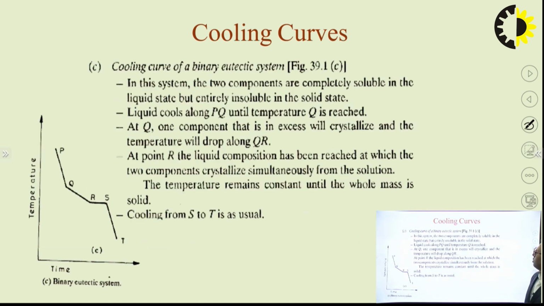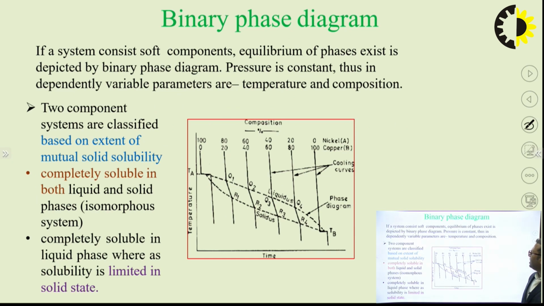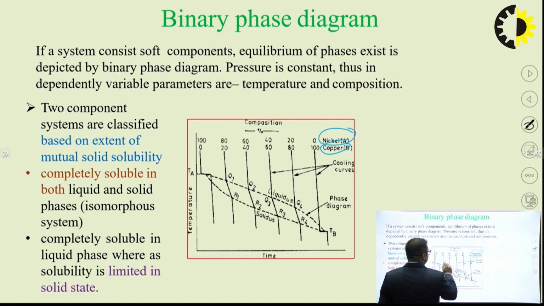This is the cooling curve for a binary eutectic, you can say. In a binary eutectic, two components are present. This is the binary phase diagram. The binary phase diagram is made between nickel and copper. So you can see the temperature and composition axes are there. On moving forward, we see that the nickel percentage is decreasing and the copper percentage is increasing.